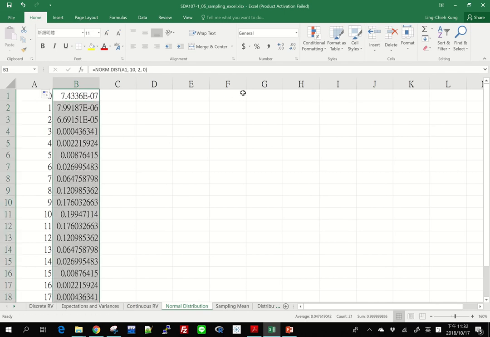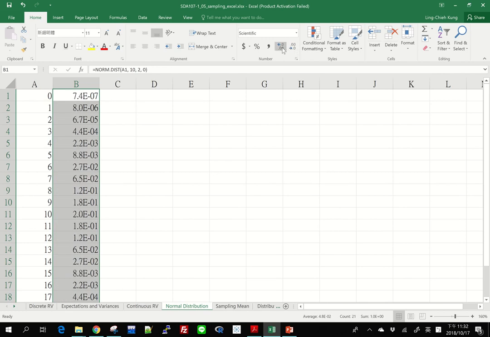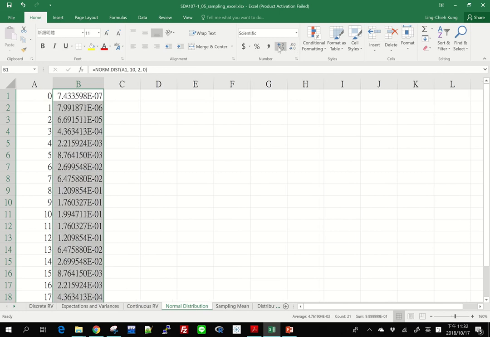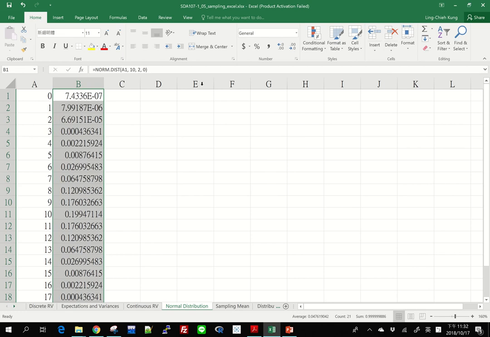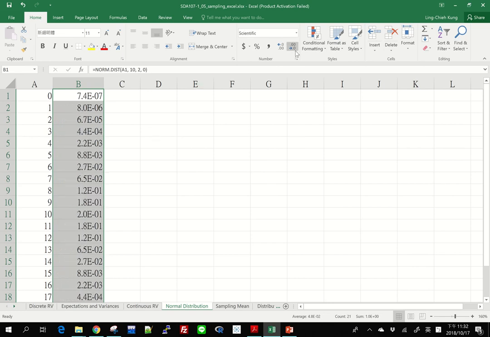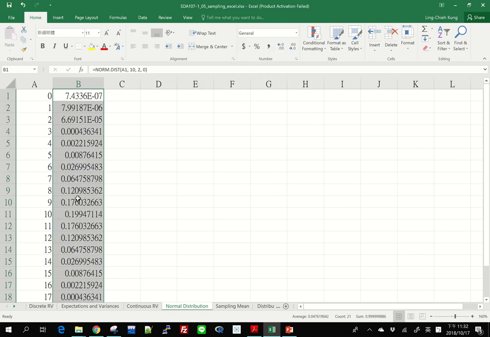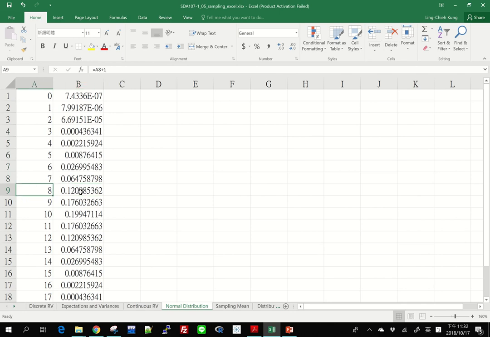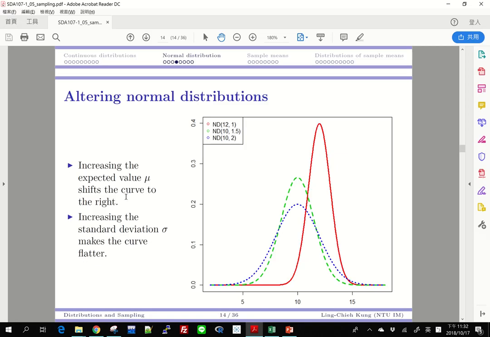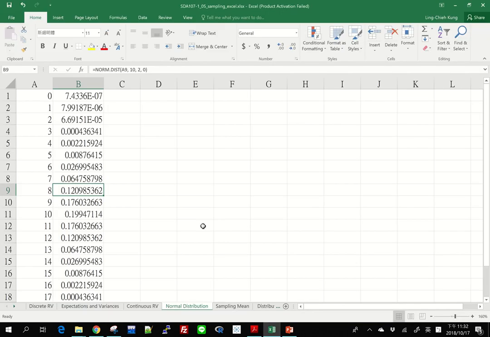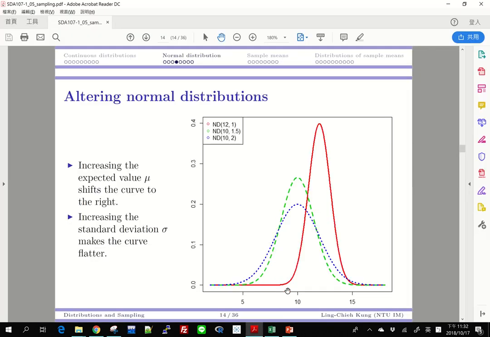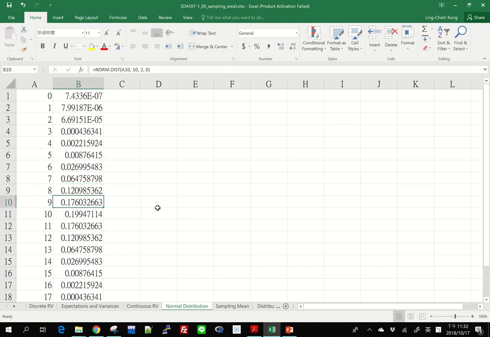I'm going to double click and get some values like this. Wait a moment, now I don't like scientific notation, so I'm going to put my values back. Let's see, for example, 8. For 8, I get about 0.12. Roughly 8 is here on this blue curve, and I get about 0.12. For 9, roughly here, I get almost 0.19. Somewhat makes sense.